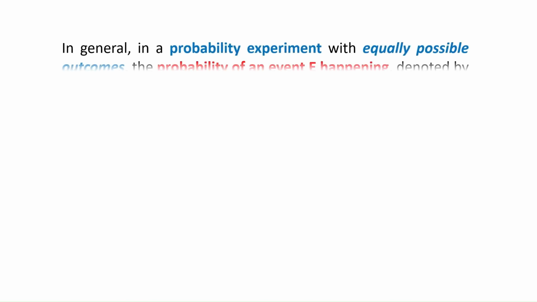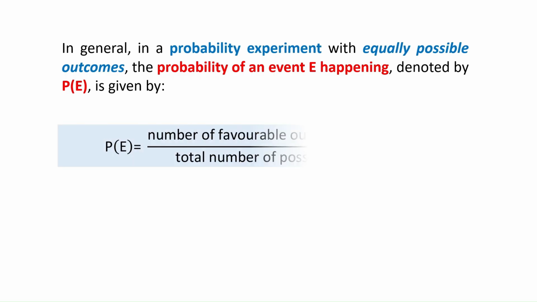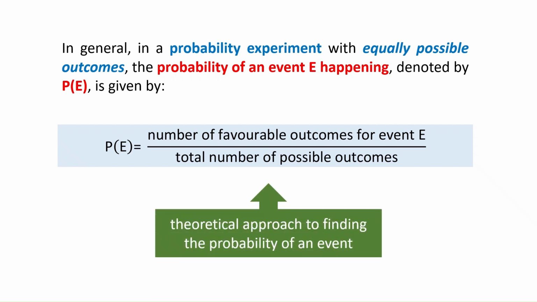In general, in a probability experiment with equally possible outcomes, the probability of an event E happening, denoted by P(E), is given by the ratio: number of favorable outcomes for event E over the total number of possible outcomes. This is also known as the theoretical approach to finding the probability of an event.